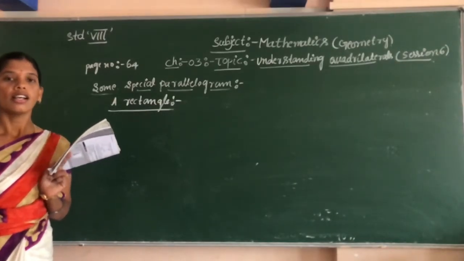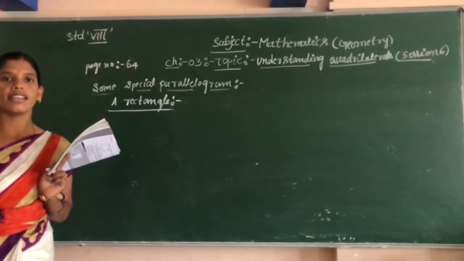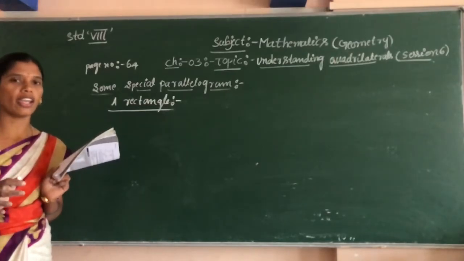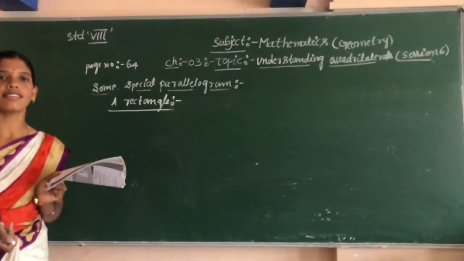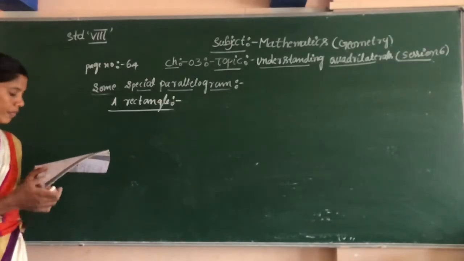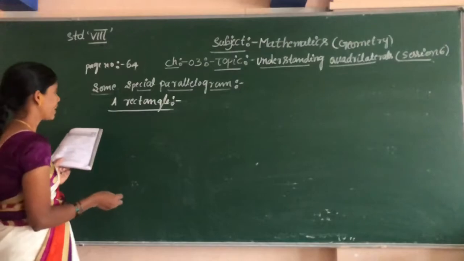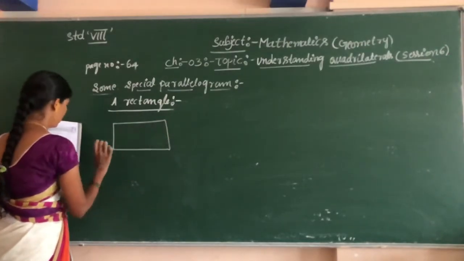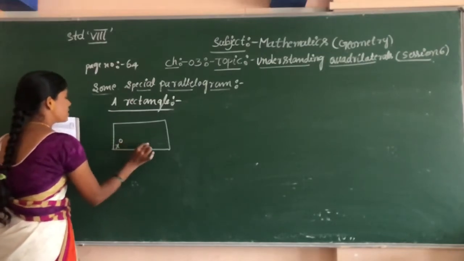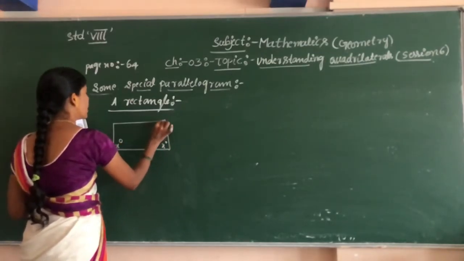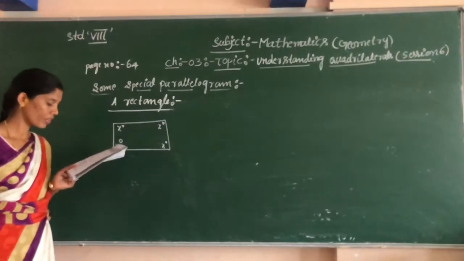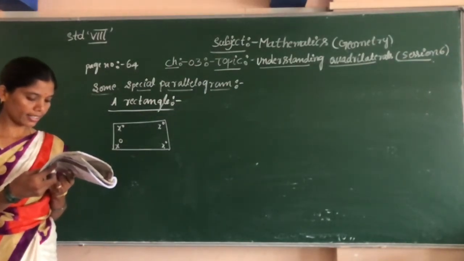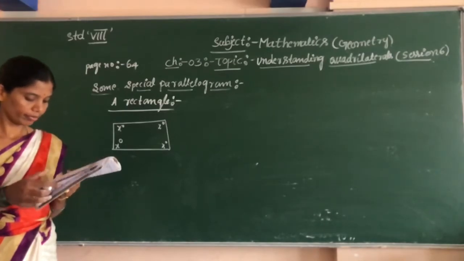You see the door. Some doors and windows are square. Some windows are rectangle shaped. Okay. You see, some tiles are also rectangles. Okay, children, now a rectangle. You should draw the figure. This is one of the blackboard. x degree, x degree, x degree, x degree. Okay. So rectangle. Rectangle is a quadrilateral.